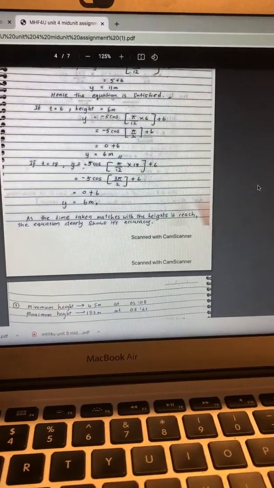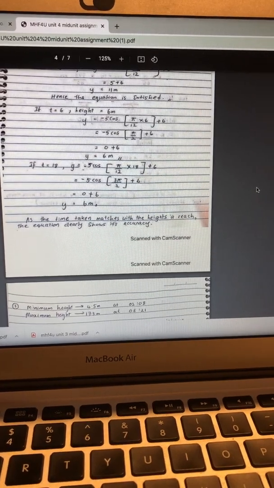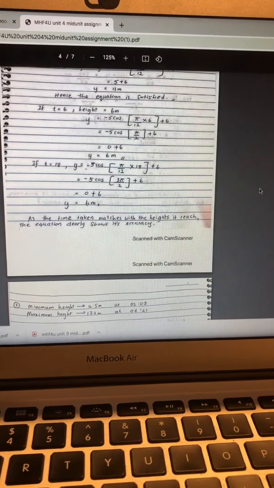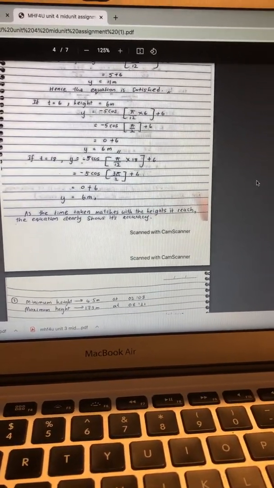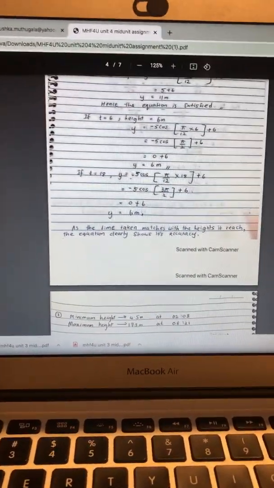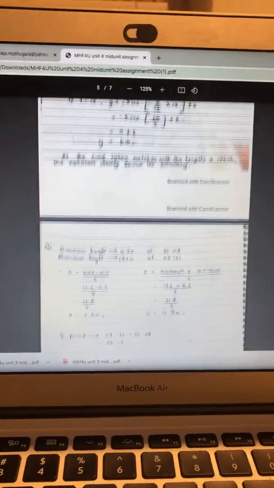So if t is equal to 18, y is equal to minus 5 cos bracket pi by 12 multiplied by 18 closing bracket plus 6, where it is equal to minus 5 cos 3 pi by 2 plus 6, where 0 plus 6 is equal to y, so y is equal to 6 meters. So as the time taken matches with the heights it reached, the equation clearly shows its accuracy.